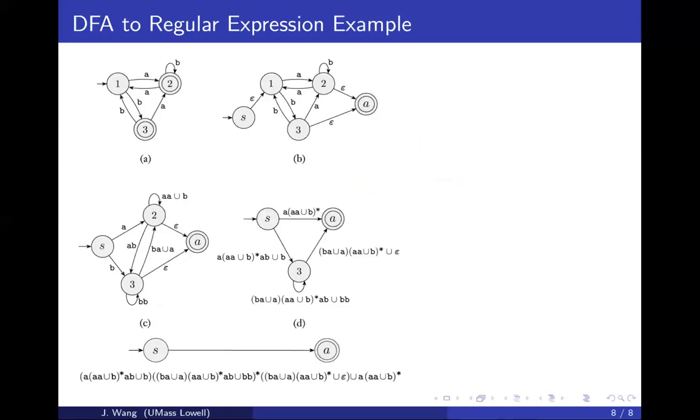Okay, and let's look at the other way. You're given one more example, a DFA. We want to get a regular expression out of it. So this is a given DFA. We add a new initial state S with an empty string link to 1. We have 2 accept states here. So we add a new accept state A, remove the double circle from 2 and 3, and make an epsilon or empty string link from 2 to the new accept state, and from 3 to the accept state. Okay, so that's what we have.